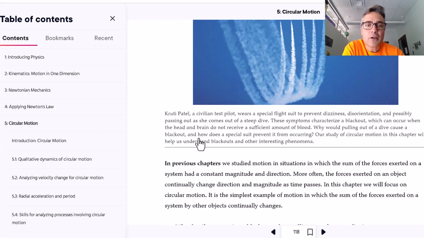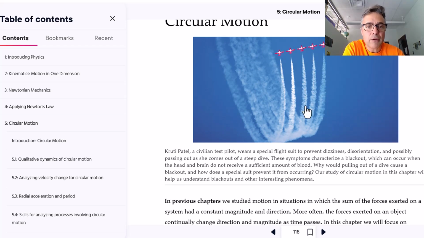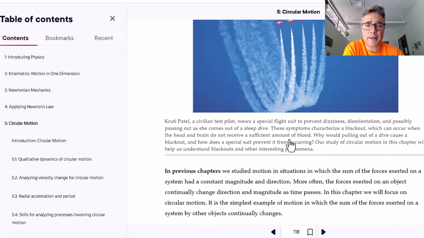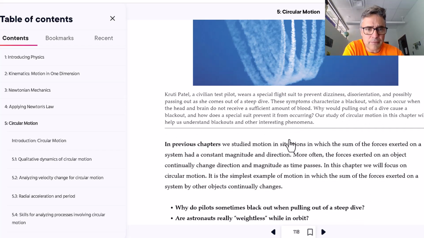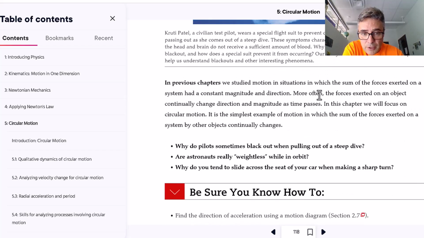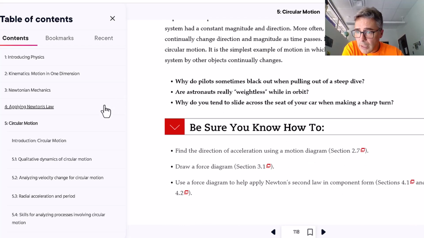But okay, so they're talking about acceleration during circular motion. So test pilots go through a circular path. They're experiencing a huge amount of acceleration, and that can cause them to pass out. So that's kind of cool.